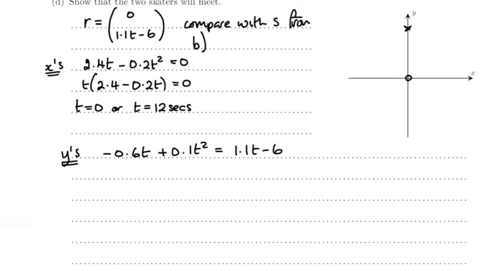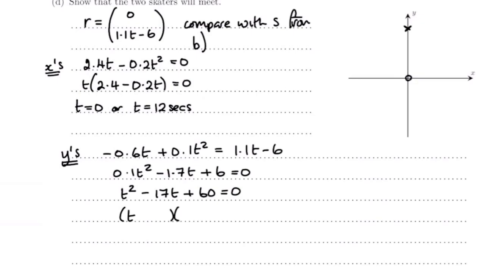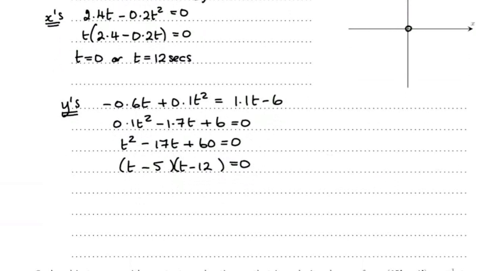Again, we're going to rearrange that, so we end up with 0.1t squared minus 1.7t plus 6 equals 0. And again, if I multiply the whole of that by 10, I get t squared minus 17t plus 60 equals 0. That factorises. Again, it's a show that, so it's important that I do the working out. And from that, I get t equals 5 or t equals 12.